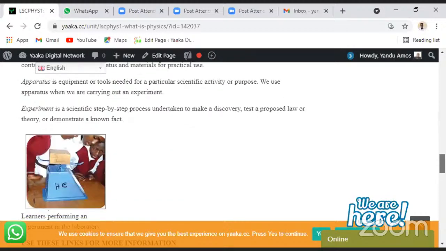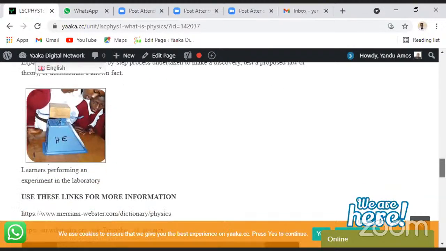And then from here, they've given us a drawing where you can see the learners performing an experiment in the laboratory. What are they doing there? If you can see, what are those learners doing?